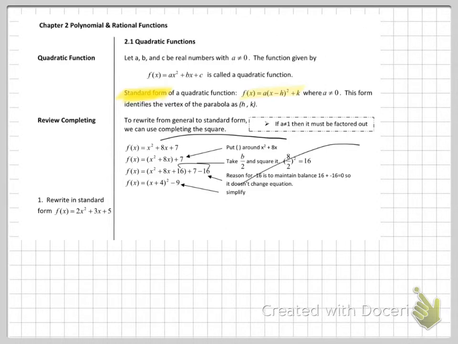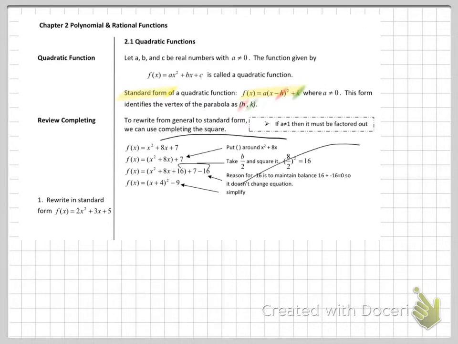You might know that as vertex form or graphing form, but it's important to know that our book is going to call that standard form. So when you see directions that say standard form, they are looking for what you might think of as vertex or graphing form. You can easily see the vertex when it's in that form. Opposite of the number in parentheses is the x value of your vertex, and k is the y value of your vertex. So there is a review of completing the square there.